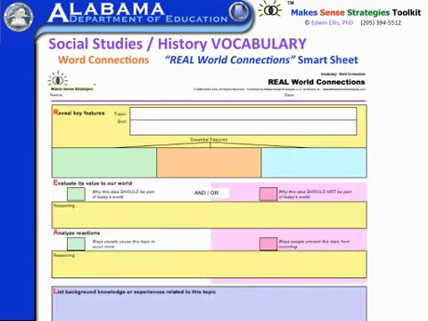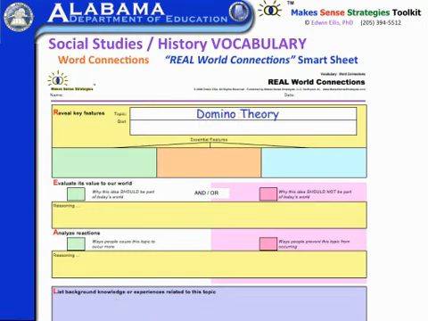Another one you can use, and this is kind of funky looking, I realize, but it's really one of my favorites. This is called real world connections. What we're going to do is think about one of the major concepts that we're teaching from a real world perspective. REAL stands for reveal the key features, evaluate its value to our world, analyze reactions, and list background knowledge, experiences, or connections. So here's an example of how that works.